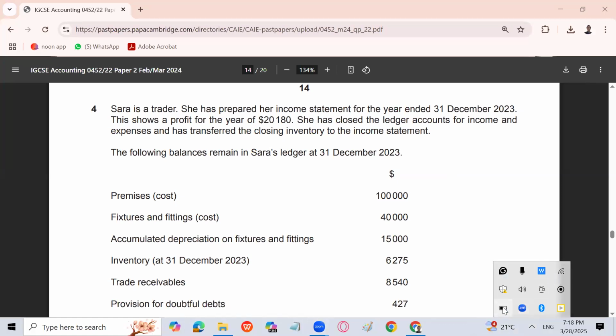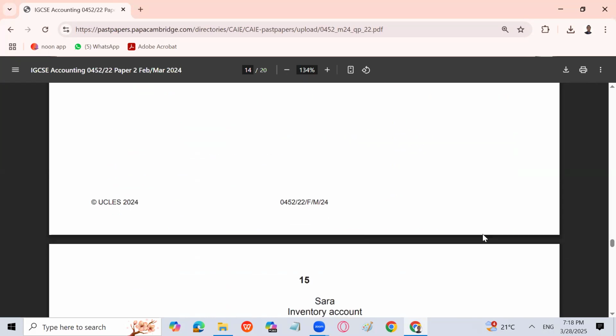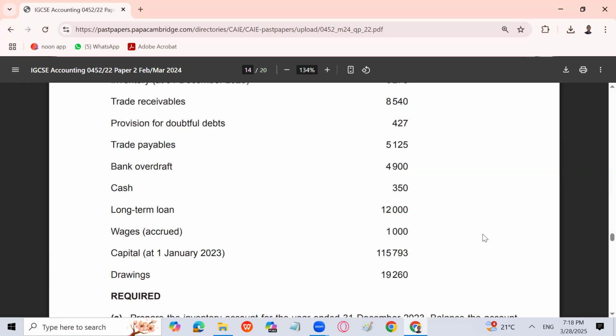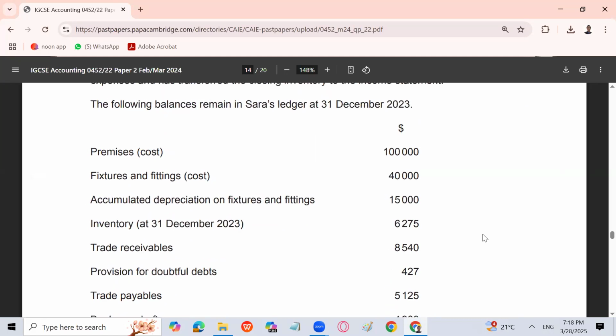Today we are going to solve a question from 0452 O-level accounting or IGCSE accounting 0452 February March 2024 variant 22. So this question has come in February March 2024 variant 22. This is going to be a different question actually. Why? Because some parts of the question are not that difficult, but they are examined very rarely in the exams. Very rare they come in the exams.